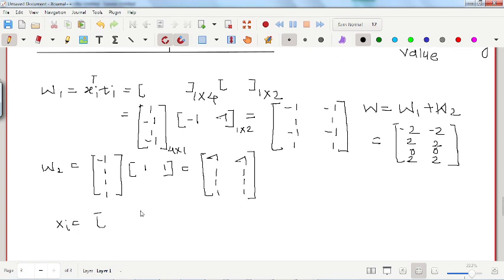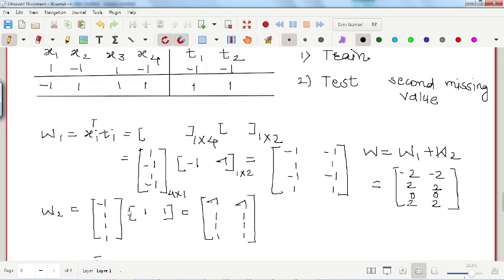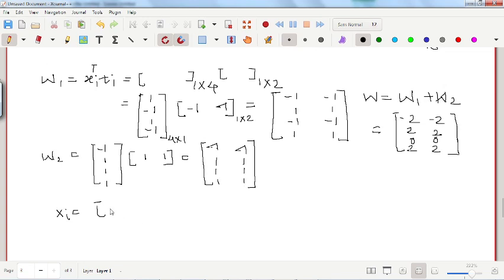So it is equal to, let me see again, 1, minus 1, 1 and minus 1. What we need to test is, if the second value is missing, whether it gives me the same output, because we trained the neural network.